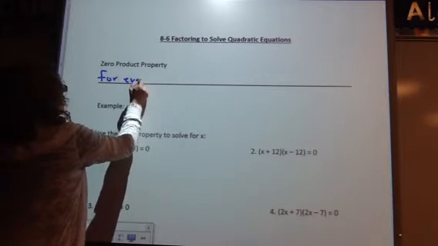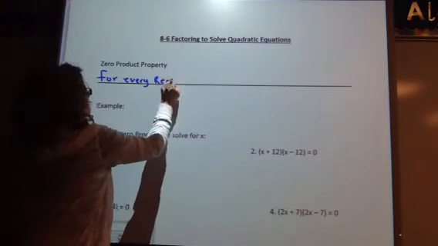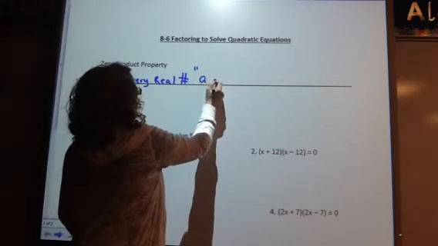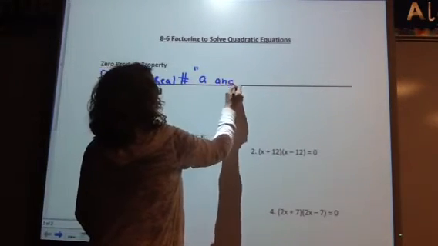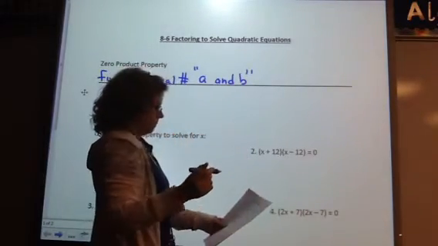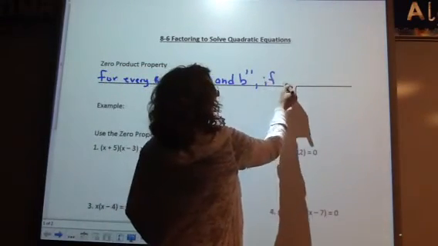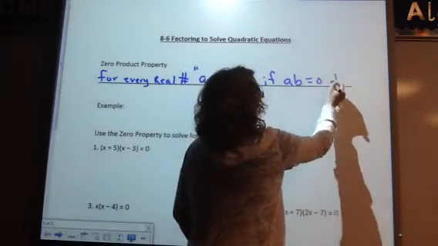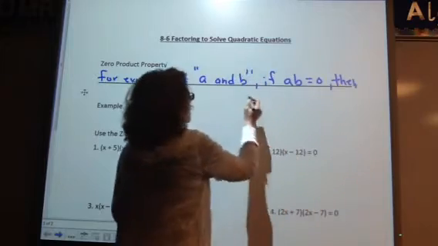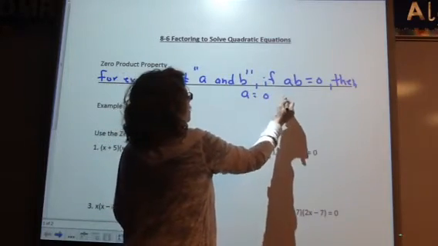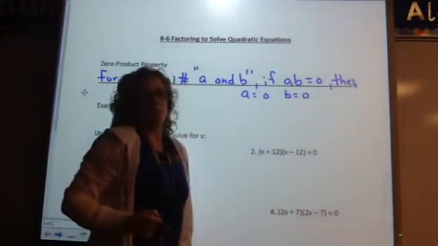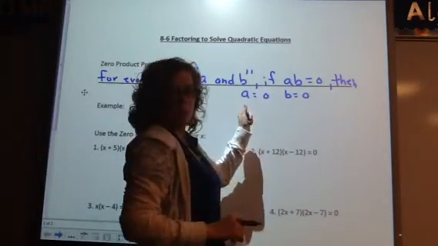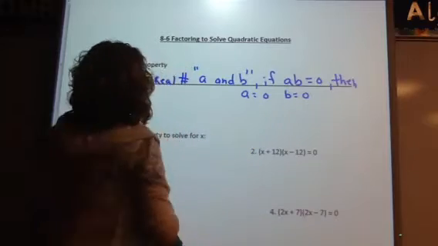For every real number, and let's use A and B, if A times B, or the product of A and B, equals 0, then A equals 0 or B equals 0. So that's what this property means. If the product of A and B equals 0, then you can separate those factors. A equals 0 and B equals 0.